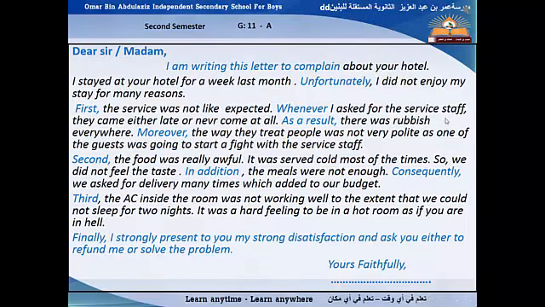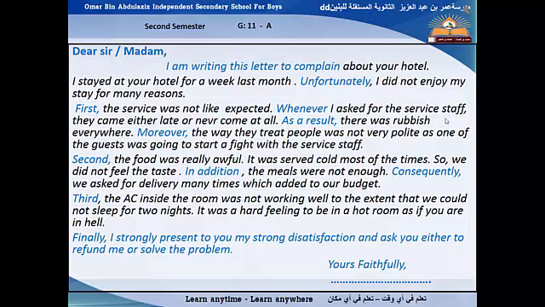"Dear Sir, I am writing this letter to complain about your hotel. I stayed at your hotel for a week last month. Unfortunately, I did not enjoy my stay for many reasons. First, the service was not as expected. Whenever I asked for the service staff, they came either late or never at all. Sorry for the spelling, never. As a result, there was rubbish everywhere. Moreover, the way they treated people was not very polite, as one of the guests was going to start a fight with the service staff.